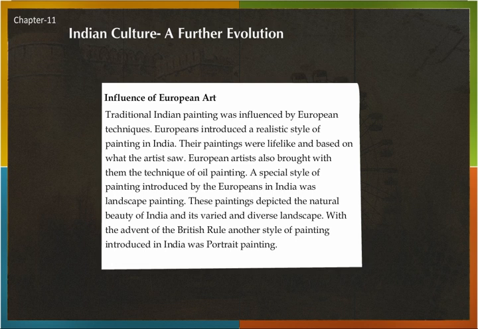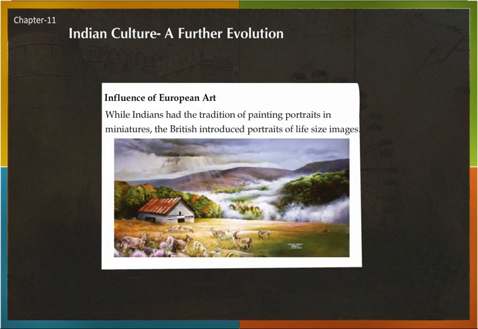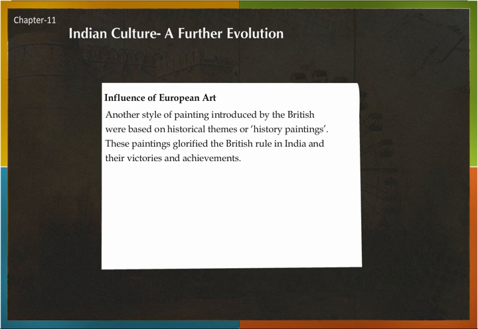With the advent of the British rule, another style of painting introduced in India was portrait painting. While Indians had the tradition of painting portraits in miniatures, the British introduced portraits of life-size images. Another style of painting introduced by the British was based on historical themes, or history paintings. These paintings glorified the British rule in India and their victories and achievements.